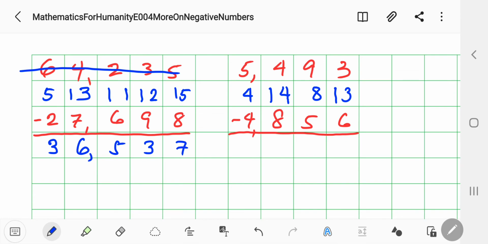So now you have 13 minus 6 is 7. And then you have 8 minus 5 is 3. 14 minus 8 is 6. And then you have 4 minus 4 is 0. So your answer, this is 0. You don't have to write 0 there. So your answer would be 637.